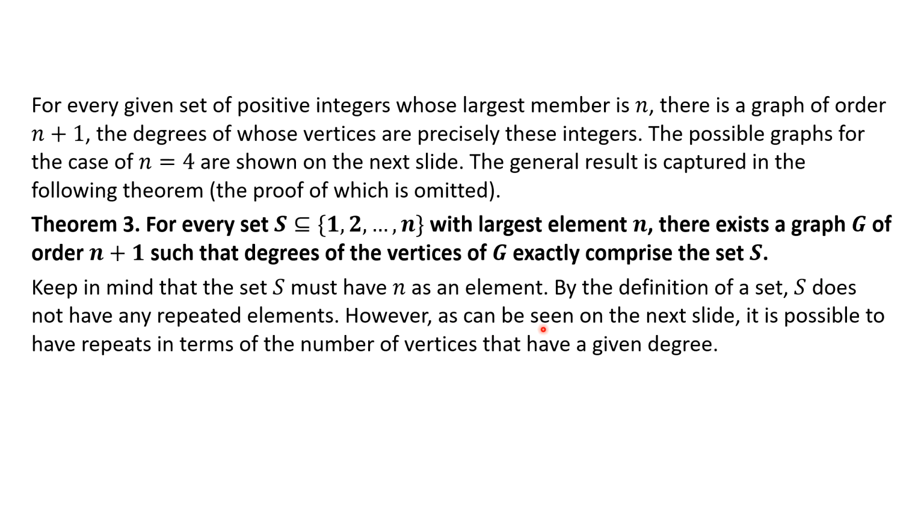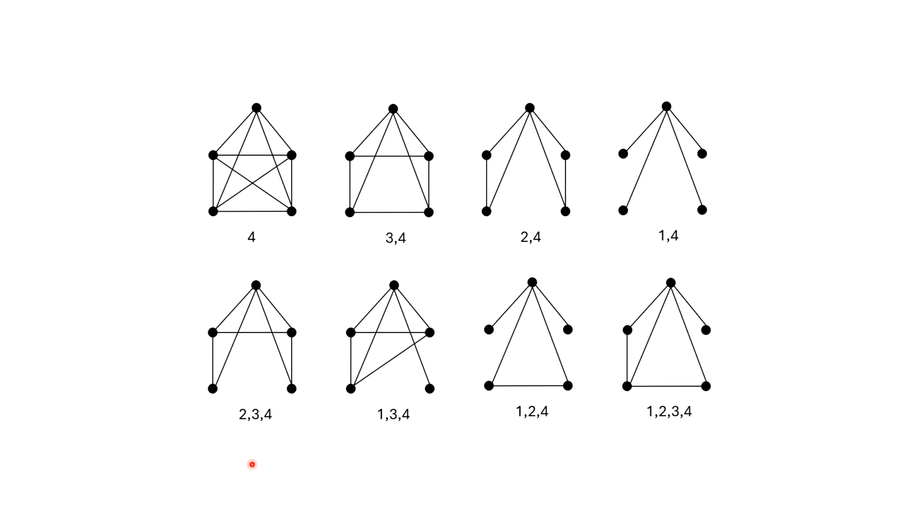However, as can be seen in the next slide, it is possible to have repeats in terms of the number of vertices that have a given degree. Okay, so this is a little bit much to take in, but hopefully the example will help visualize what's being said here. This is an illustration of our theorem. In this case, the set S is a subset of the integers from 1 to 4, so 1, 2, 3, and 4.